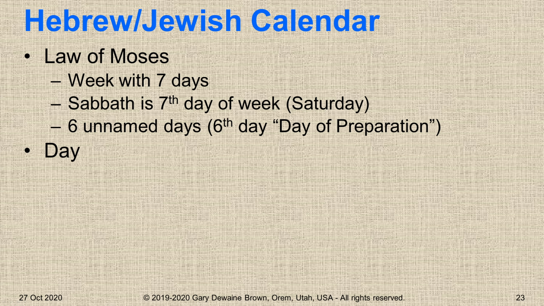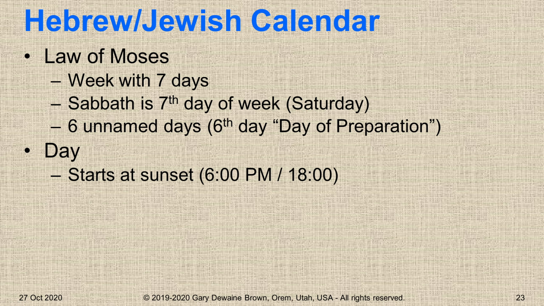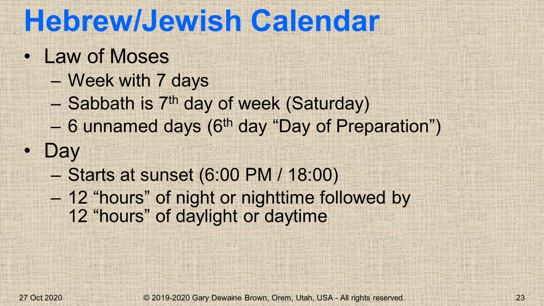The law of Moses also specified what constituted a day. A day starts at sunset, which today is about 6 p.m. for a 12-hour clock and hour 18 for a 24-hour clock. A Jewish day has 12 equal periods of nighttime followed by 12 equal periods of daylight, which varied in length based on the length of daytime and nighttime at different times of the year.